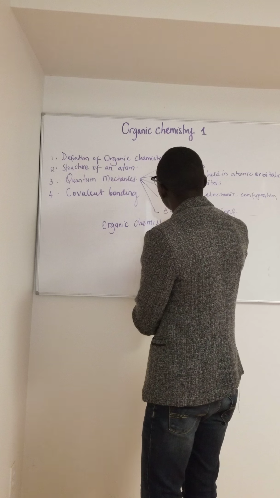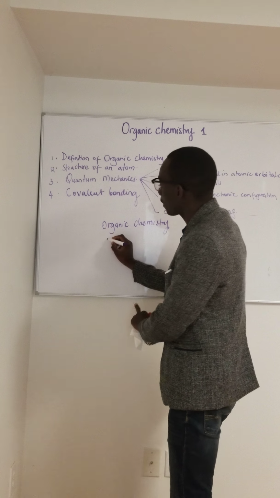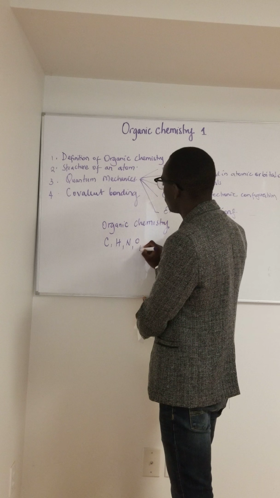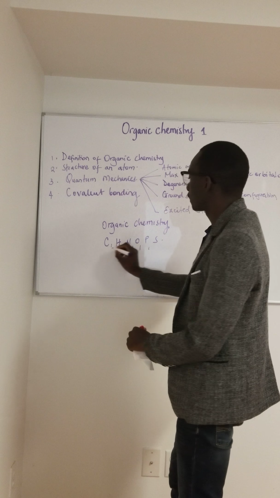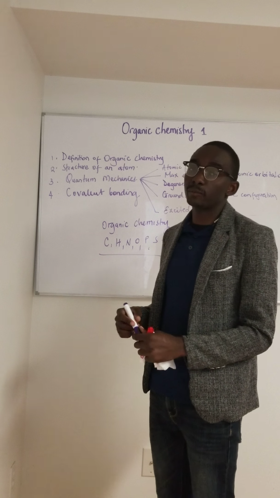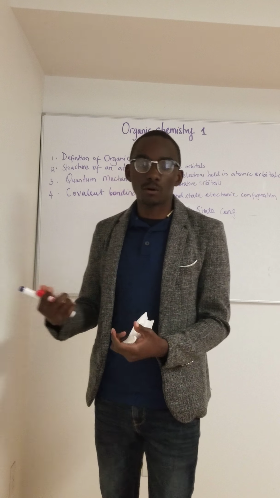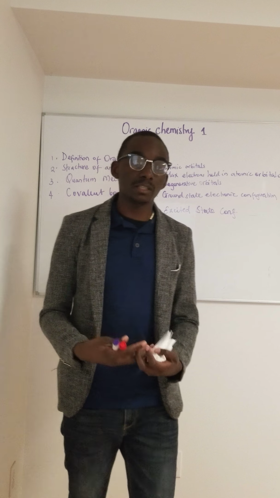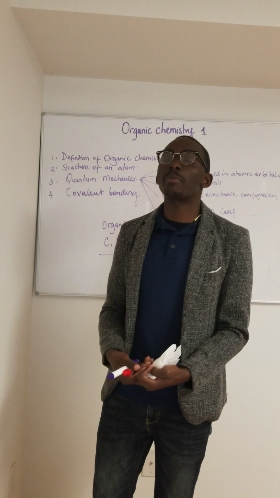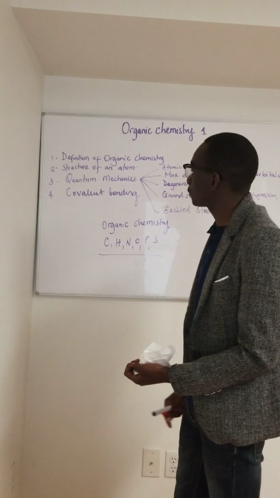So organic chemistry is simply the study of carbon and its compounds. We have carbon as the major element, and hydrogen, nitrogen, oxygen, phosphorus, sulfur. Basically, these are the most important elements that we deal with in organic chemistry, though in some instances we shall have more of inorganic chemistry with it, but mostly the biggest part is organic chemistry. So basically, organic chemistry is the study of carbon and its compounds, and our next, second objective is the structure of an atom.